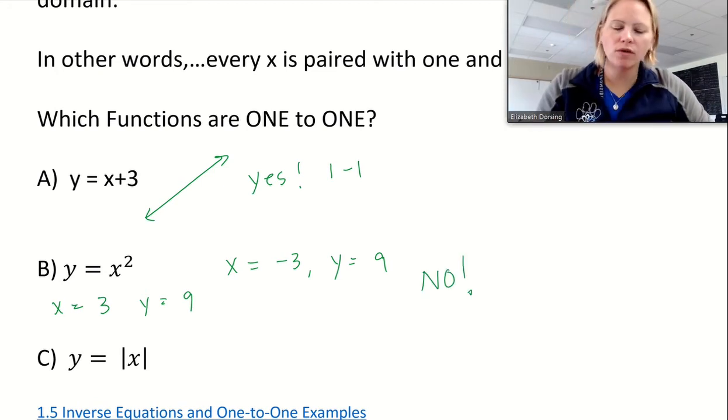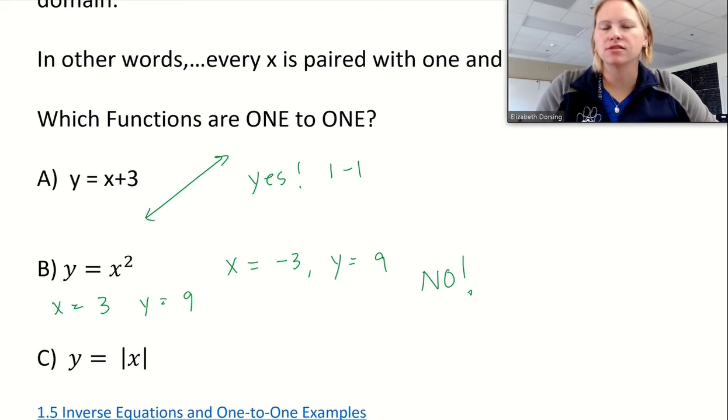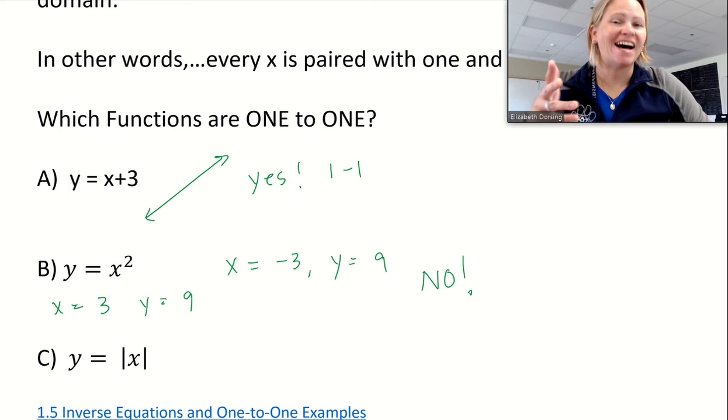Whenever we are asked, is it one-to-one, we're often asked to justify our answers. This is called a counterexample. If I'm trying to prove that it's not one-to-one, I can just find one example. That's all I need, one example where it doesn't meet the conditions. This is called a counterexample, and it's a great way in mathematics to prove something is not true.